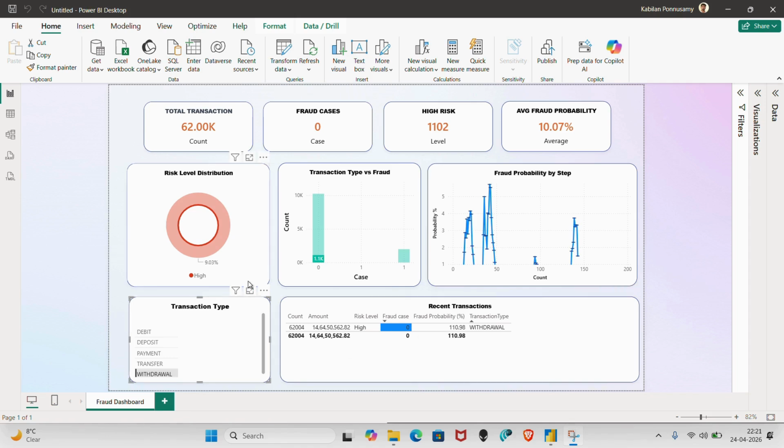To conclude, this Power BI fraud analytics dashboard provides a clear understanding of transaction behavior and fraud patterns. Transfer transactions are the major source of fraud. Deposit and withdrawal show high risk but no confirmed fraud. Debit and payment are the safest categories.